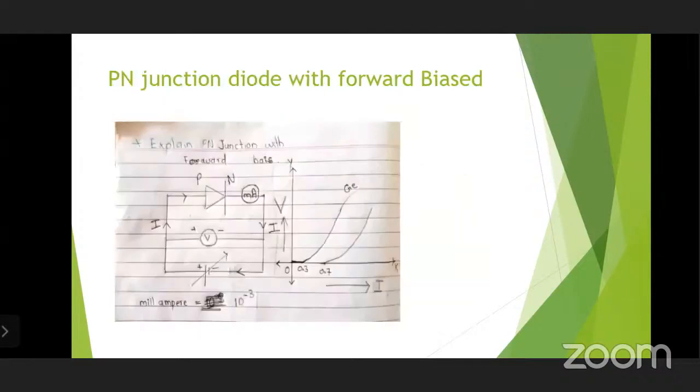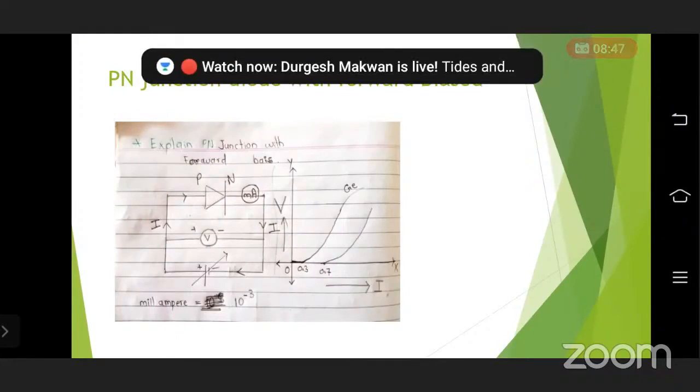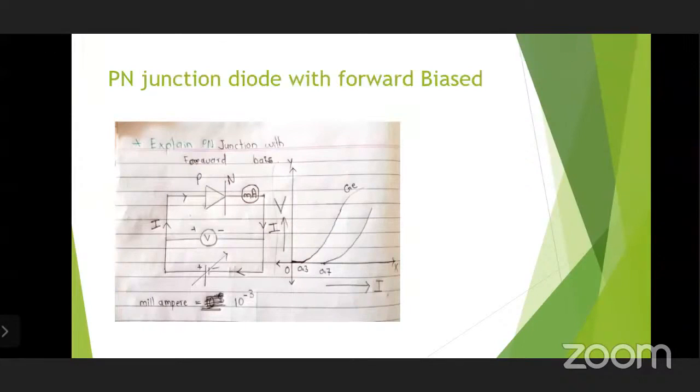If current increases, then voltage also increases. When we apply zero voltage, it gives zero current. When we apply 0.3 volt, germanium starts conducting, and likewise silicon.